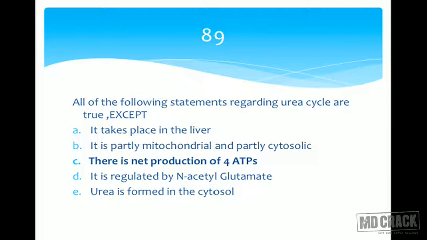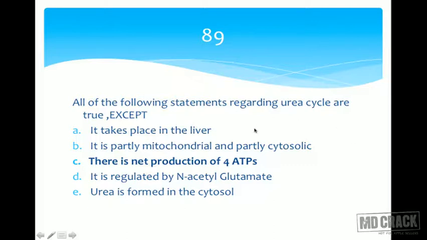So it takes place in the liver. Yes, it does take place only in the liver. It is partly mitochondrial and partly cytosolic. Yes, again, carbamyl phosphate combines with ornithine to form citrulline, and citrulline gets transported out of the mitochondria. Till that formation, till OTC formation, the OTC enzyme is there in the mitochondria. Then again ornithine is retransported back. So it is partly mitochondrial and partly cytosolic.